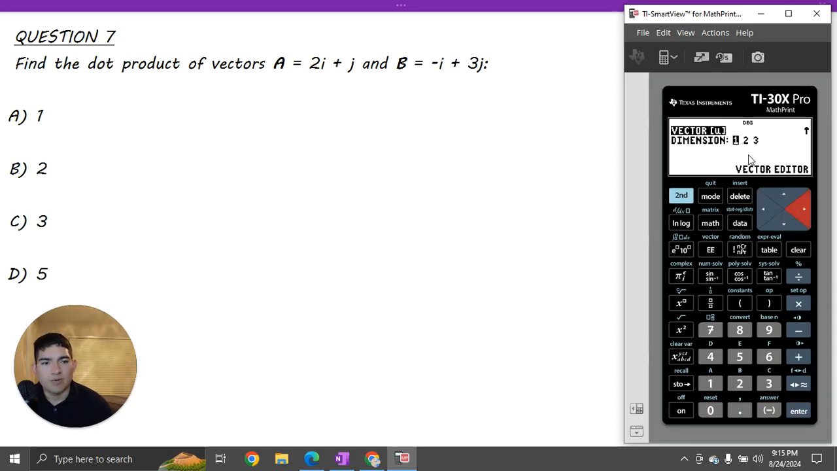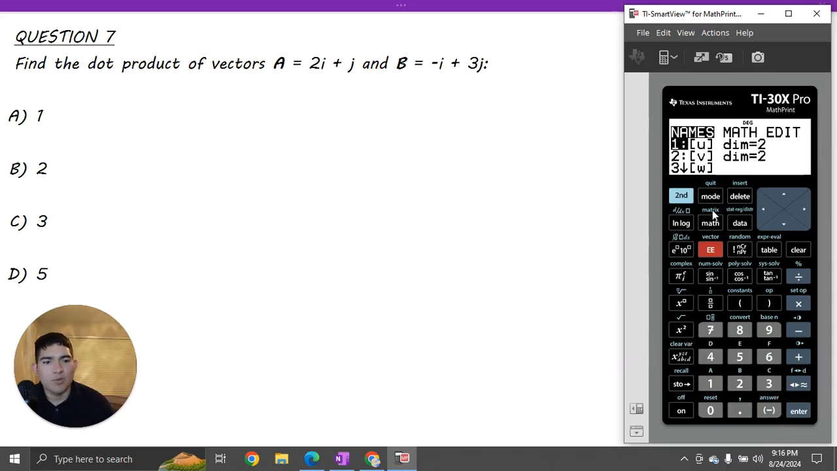In this case, our vector is going to have 2 dimensions because it has 2 components, and our vector is going to be 2, 1 for A, okay? So now let's go back to that vector screen by hitting second and vector once again. Let's edit our second vector. In this case, it's going to also have 2 dimensions. And then we're going to have -1 and 3 for this vector.